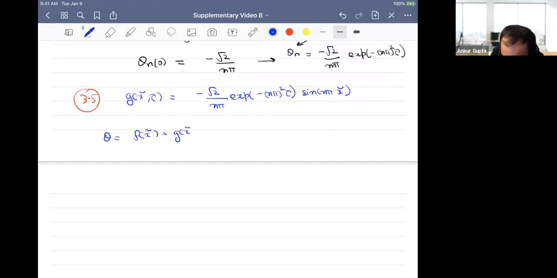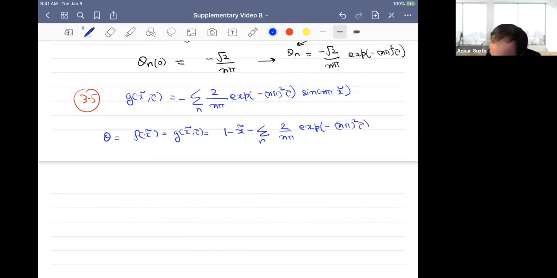Or 1 minus x minus root 2 by, sorry, actually this is not root 2, this is 2. I keep making this mistake. Sorry about that. And this is minus 2 by n pi, and there is a summation. This is another error I commonly make in class. So there is a summation over n of minus 2 by n pi exponential minus n pi square tau sine of n pi x.